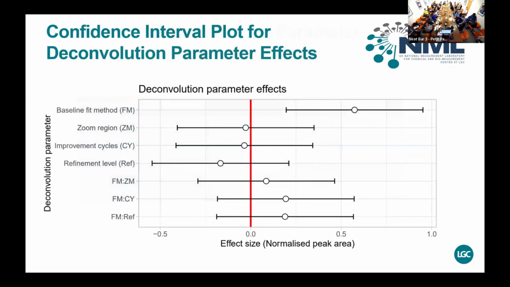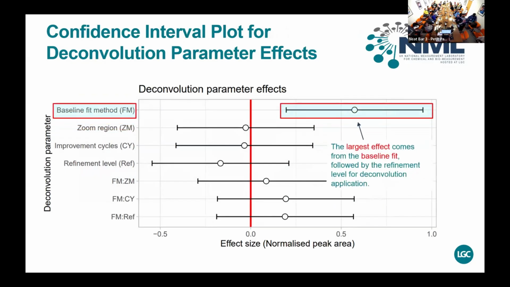Here I have a confidence interval plot for the deconvolution parameter effects. As you can see, the biggest effect came from the baseline method, which is furthest away from 0, making it statistically significant. So the baseline fit will have the biggest effect on your line fitting peaks, followed by the refinement levels.